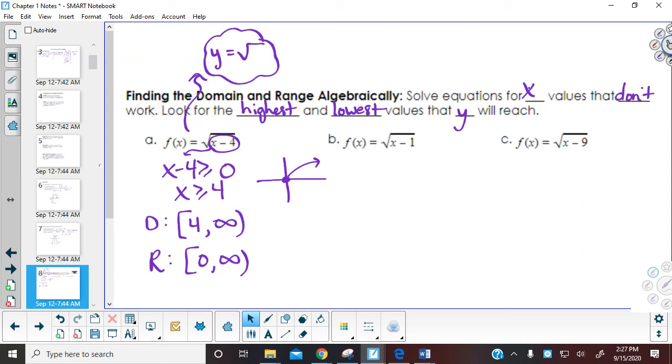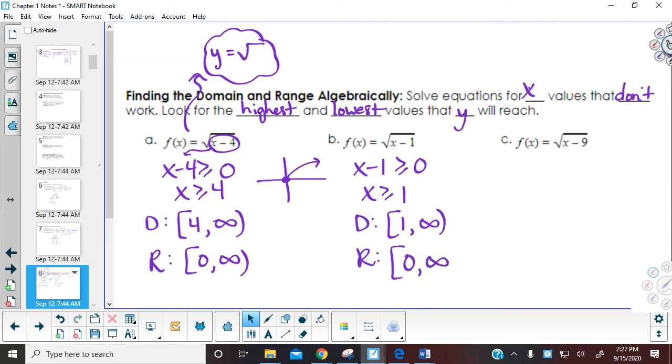Okay, so when we look at the middle example, it's the same exact concept. Your square root cannot be negative, so it has to be greater than or equal to 0, and the thing underneath the square root is x minus 1. You solve, so x is greater than or equal to 1, so your domain is going to be 1 to infinity. And your range, because it's that square root, is the same thing: it's only going to get as low as 0, but it is going to get bigger without bound. And then the same thing for the last one.